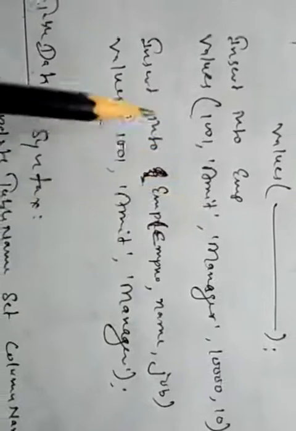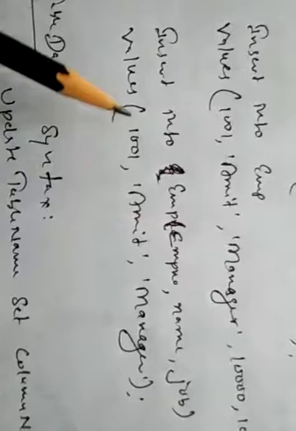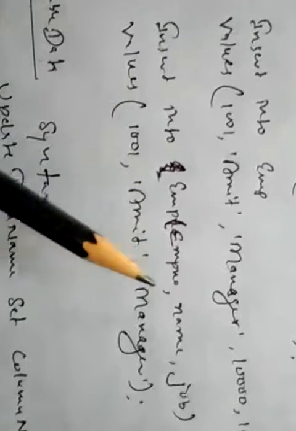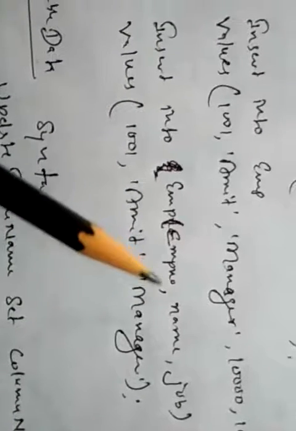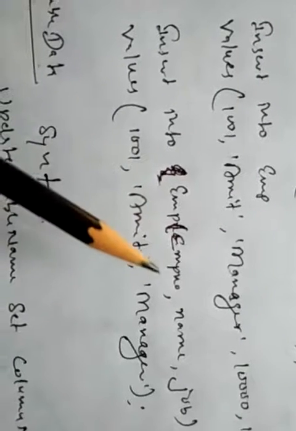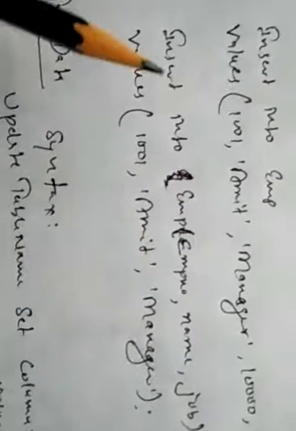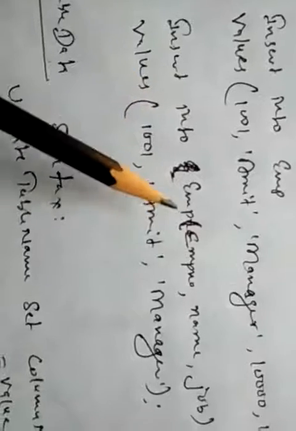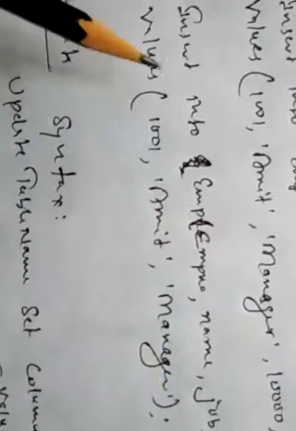Suppose we want to insert only specific values in a table. In the insert command you have to specify the names of the columns. Suppose we want to insert the values only of employee number, name and job, so the command will be insert into employee, and these are the three columns for which we want to insert the values: 1001, Amit and manager. So 1001 is the value of employee number, Amit is the value of name, and manager is the value of job.